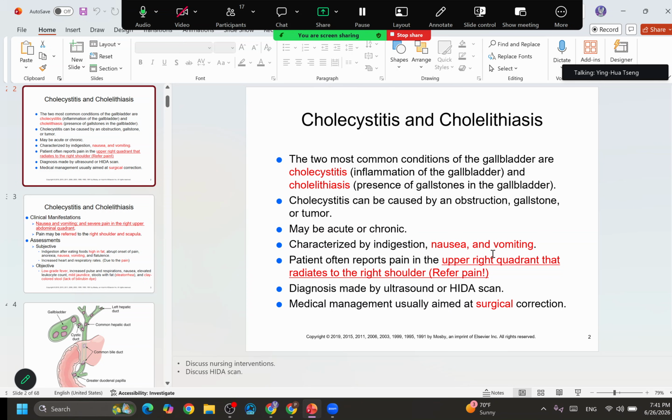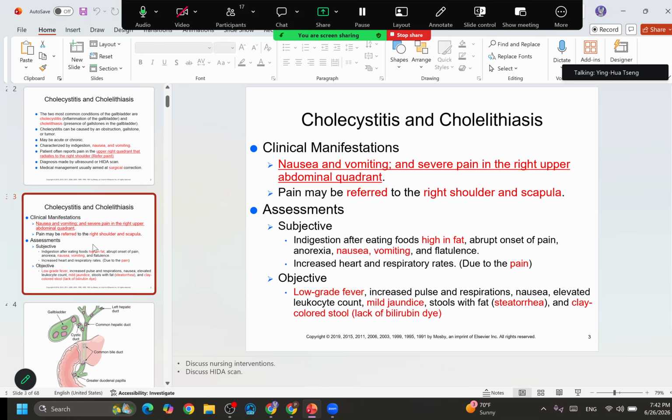All right. So the signs and symptoms are nausea, vomiting, and also right shoulder pain. Let's see the next one. Nausea, vomiting, and severe right shoulder pain is usually a very typical sign and symptom. It goes to the right shoulder, maybe also the back of the scapula.